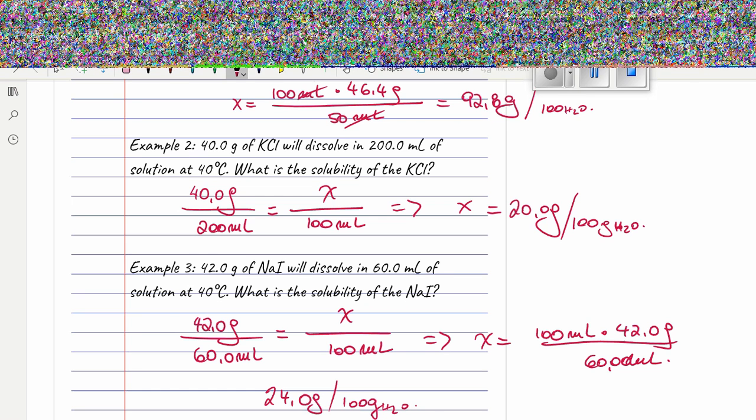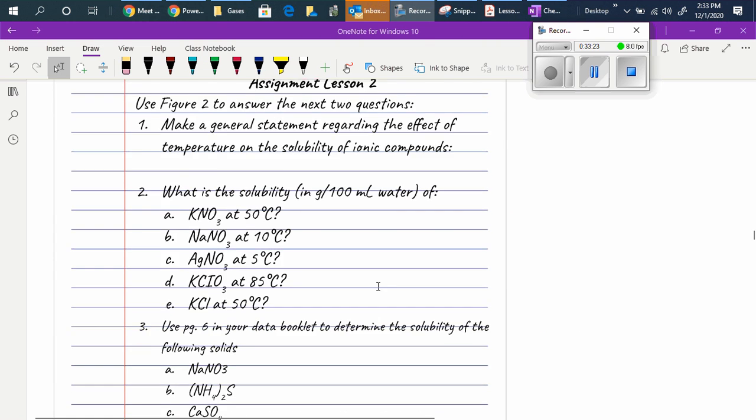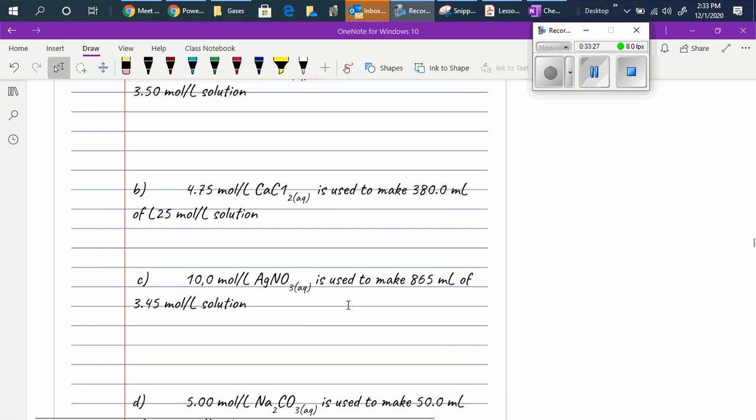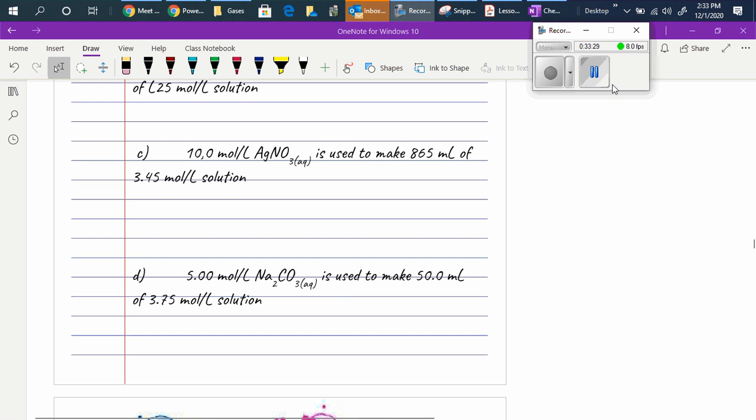Now you can move to the assignment. You can complete assignment 2, and then be ready for the quiz, because this is the end of the solution part of the unit.